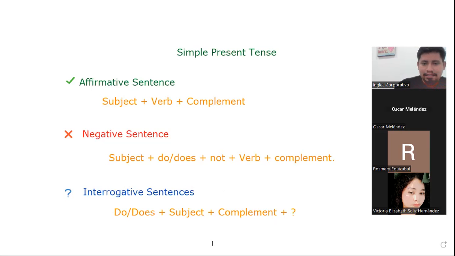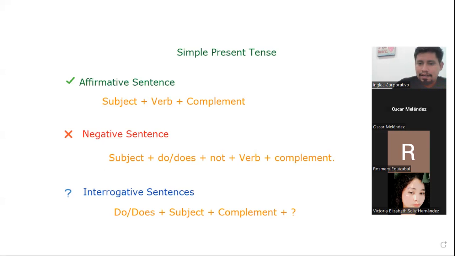I'm checking the chat box, but I'm not seeing the examples. Can you please provide me one example using an affirmative sentence, negative sentence, or interrogative sentence? You decide which one you want to construct. What I want is just to take an example from the chat box. Okay, write a simple present sentence using affirmative or negative or interrogative, just one.